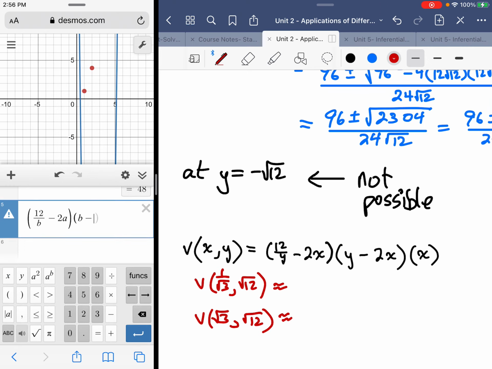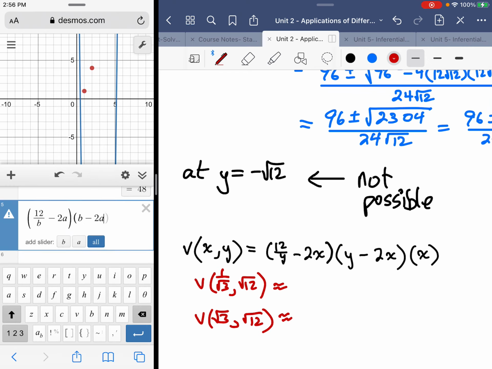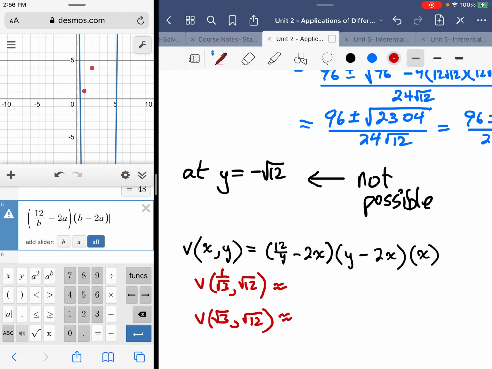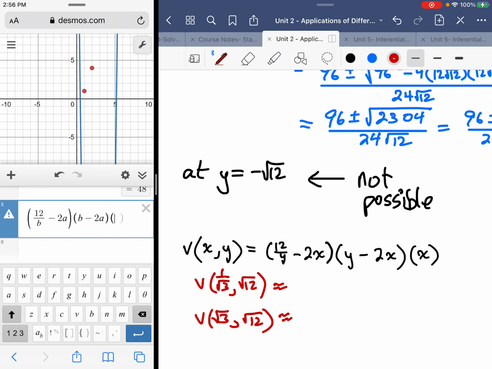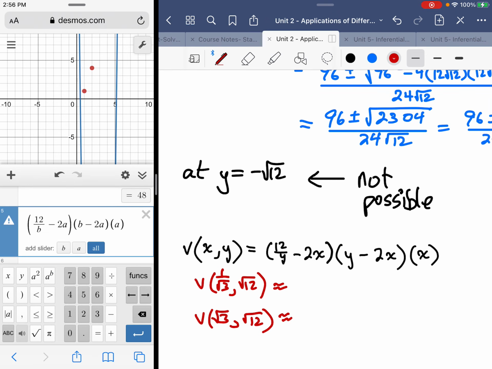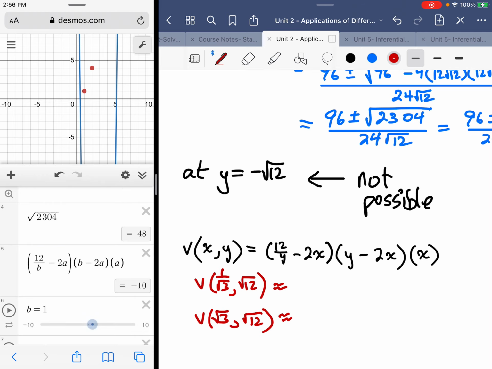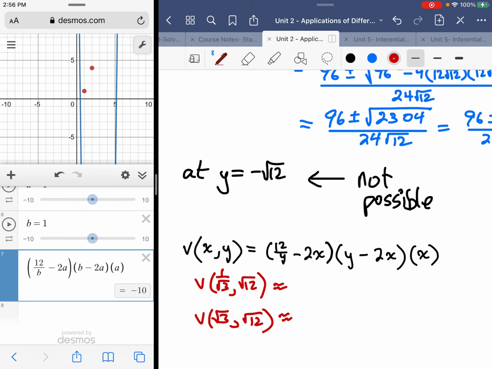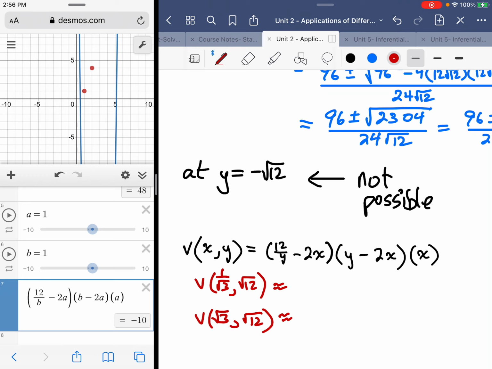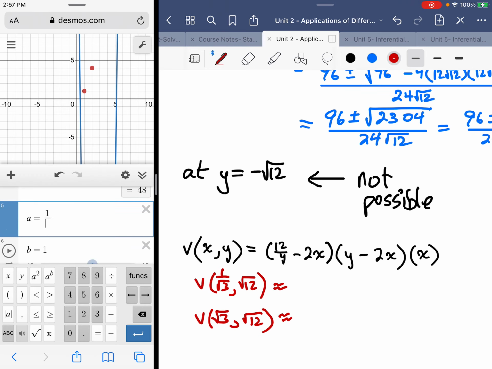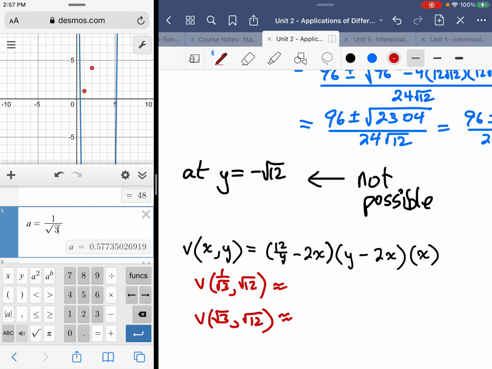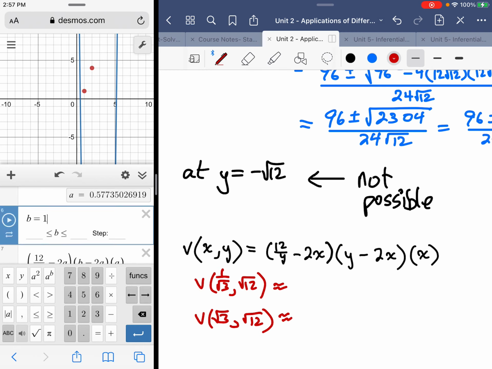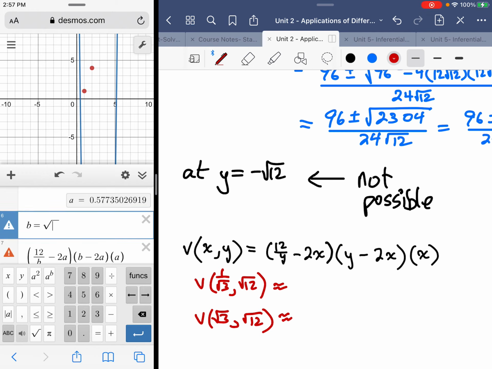So b minus 2a, b's instead of y's, a's instead of x's. All right, just check it for consistency. Looks like we're good there. Tap on all so we get the sliders. And then, if you want to reorganize it so that it actually flows a little bit better, that's not a bad idea. 1 over rad 3. That's not a 3, that's a 3. And then a rad 12, or 2 radical 3 if you want.